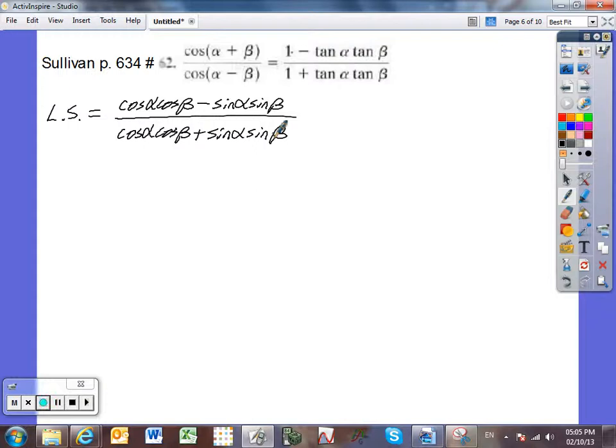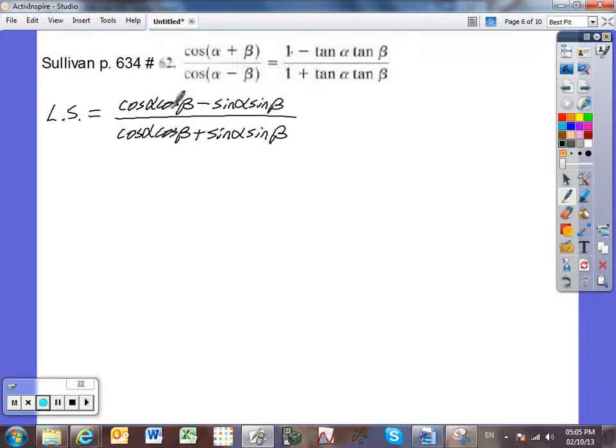Alright, now what can I do? I think at this stage I'm going to sneak a peek at my right-hand side. I notice that my numerator is a difference, like this numerator. My denominator is a sum, like this denominator. So what could I do to each of these terms to make it look more like this? So how could I make this cosine expression equal to a 1? Well, what if I divided it by itself? Then it would become a 1.